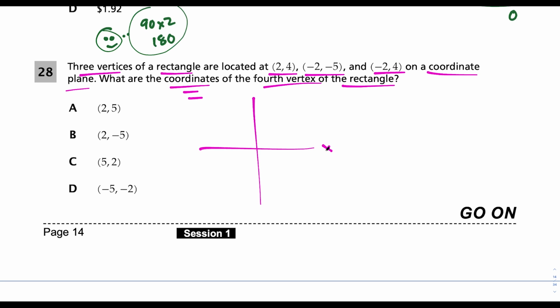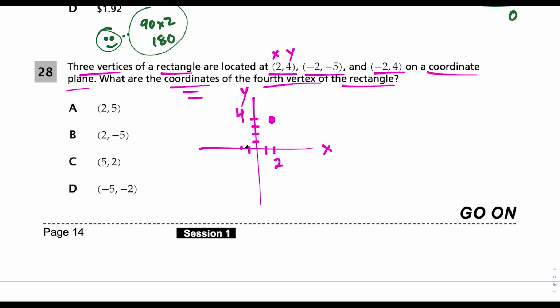And just know that when you sketch the coordinate plane, you have an X and Y axis, and your first coordinate is your X, your second coordinate is your Y. The X tells you how much to move left and right. The Y tells you how much to move up and down. So the point (2, 4), I would go to the right 2 units, and I would go up 1, 2, 3, 4. That would be my first point of my rectangle.